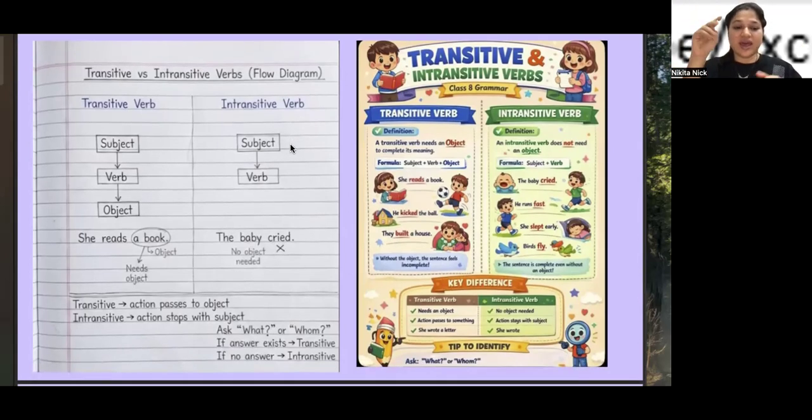In transitive, the action passes to the object. In intransitive, the action stops with the subject, that is subject plus verb, that's it. So you have to ask what or whom for the object, that means the direct object.